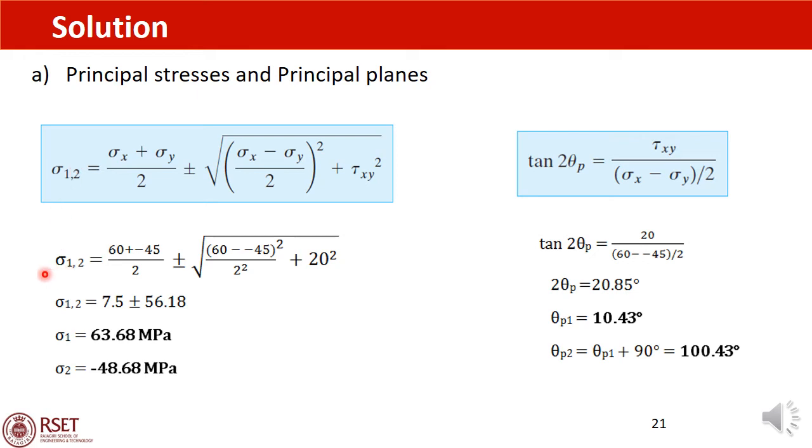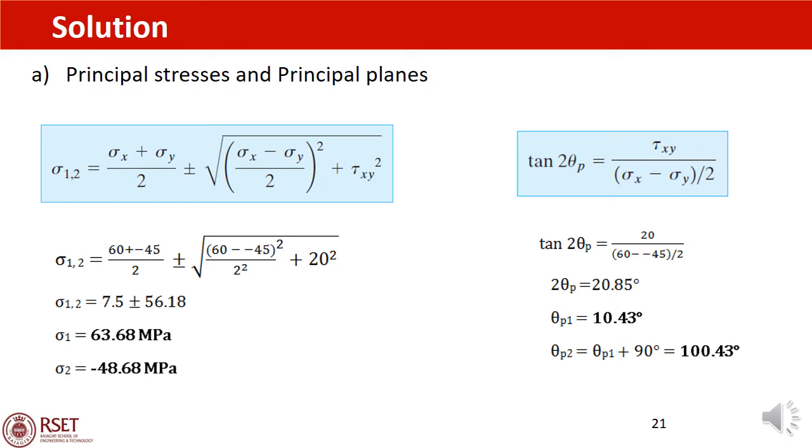Now substituting the given values, we get sigma 1, 2 equal to (60 plus minus 45) by 2 plus or minus square root of ((60 minus minus 45) divided by 2) the whole square plus 20 square. Simplifying, we get sigma 1, 2 equal to 7.5 plus or minus 56.18. Now considering the plus symbol, we get the value of sigma 1 as 63.68 megapascal, and considering the minus sign, we get the value of sigma 2 as minus 48.68 megapascal. Here sigma 1 represents the major principal stress and sigma 2 the minor principal stress.